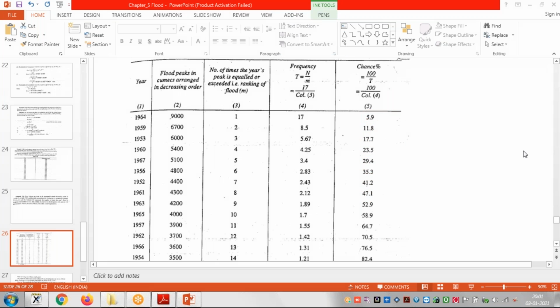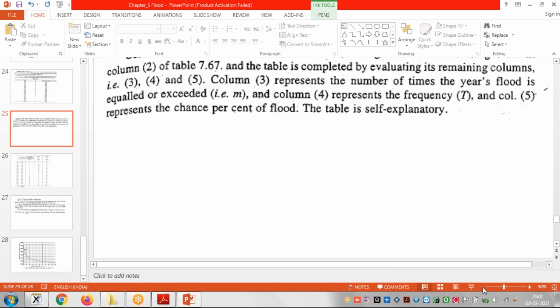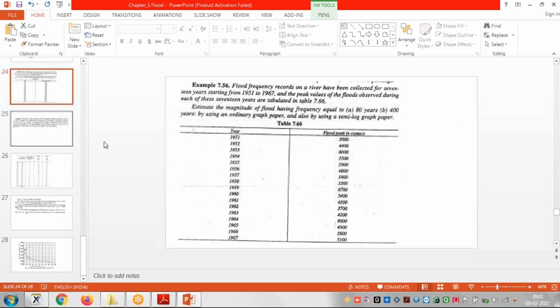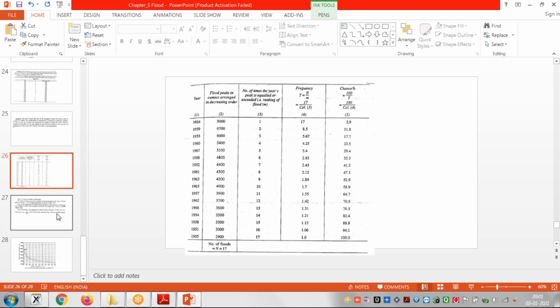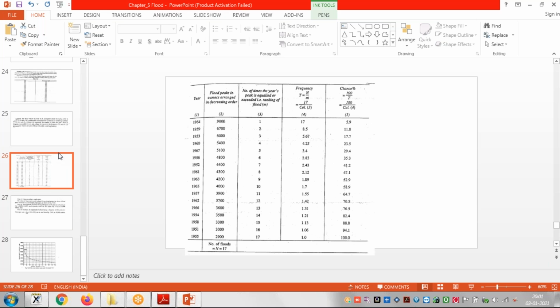I hope that it is clear to you. So they have calculated this, and they arranged it in a sequential manner. They calculated the P value. Now, after that, you will observe that the flood which has a frequency of around how much? 80%.